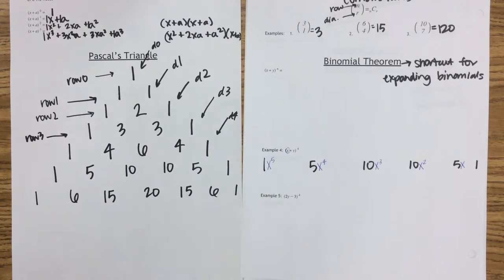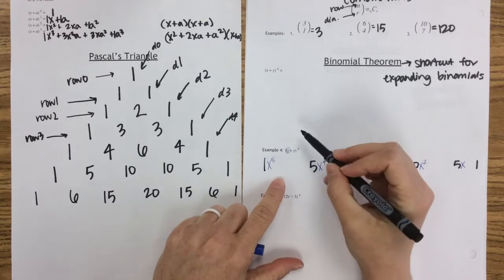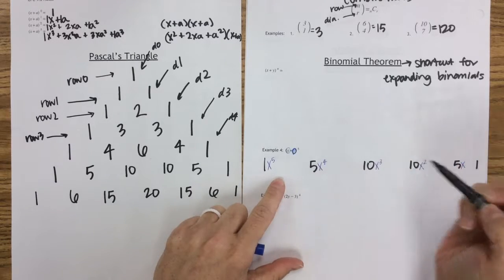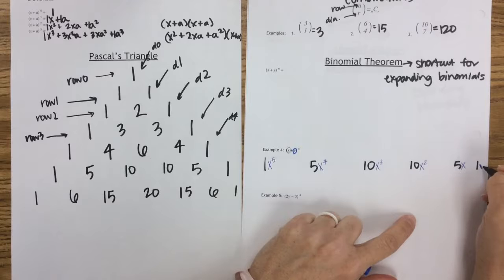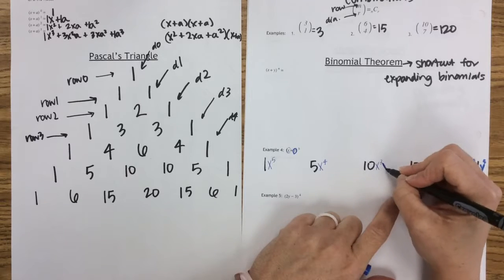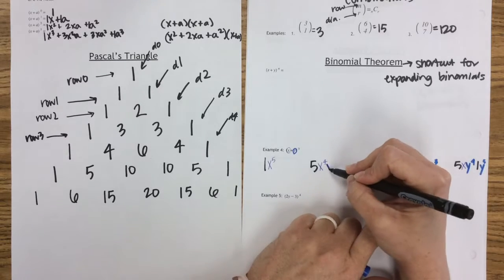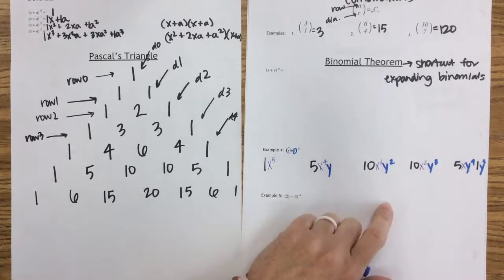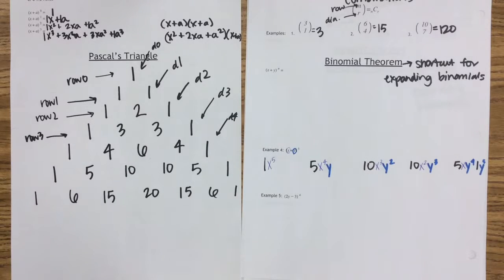The 3rd step is to take the 2nd term, which is y, and start at the end. Y to the 5th, y to the 4th, y cubed, y squared, y to the invisible 1, and then you should run out by the last one.